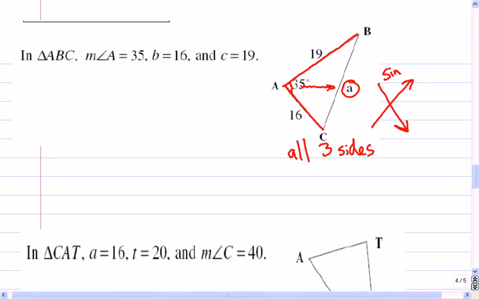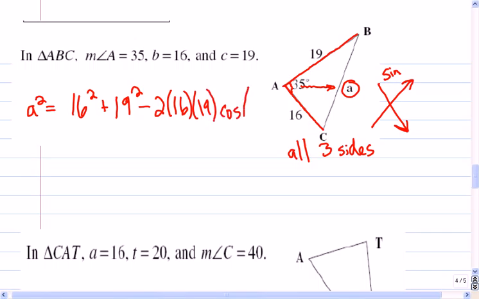Okay, so this one is just a matter of filling in the formula, which is a squared is equal to 16 squared plus 19 squared minus 2 times 16 times 19 times the cosine of 35, the angle which is opposite. So I have a squared is about 119 according to my calculator. So if I take the square root, it's going to be about 10.9.